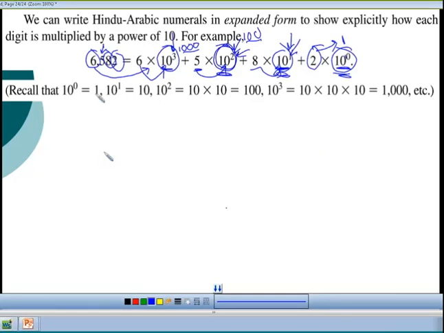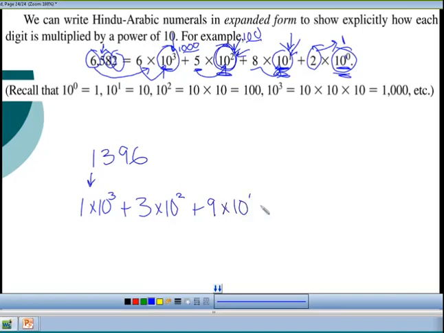Okay. So if I was to make up a number like 1,396, I would break it up this way. I'd say I've got 1 times 10 to the third, and I've got 3 times 10 to the second. I've got 9 times 10 to the first, and I've got 6 times 10 to the 0. Okay, same exact pattern of what we just did: thousands, hundreds, tens, ones.